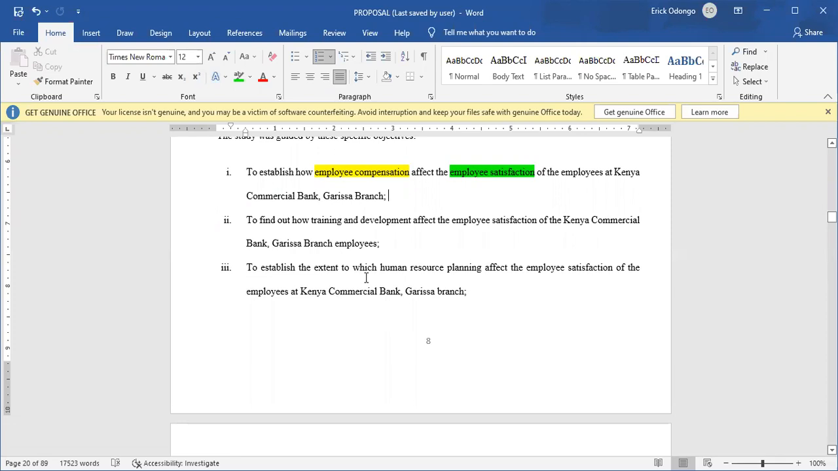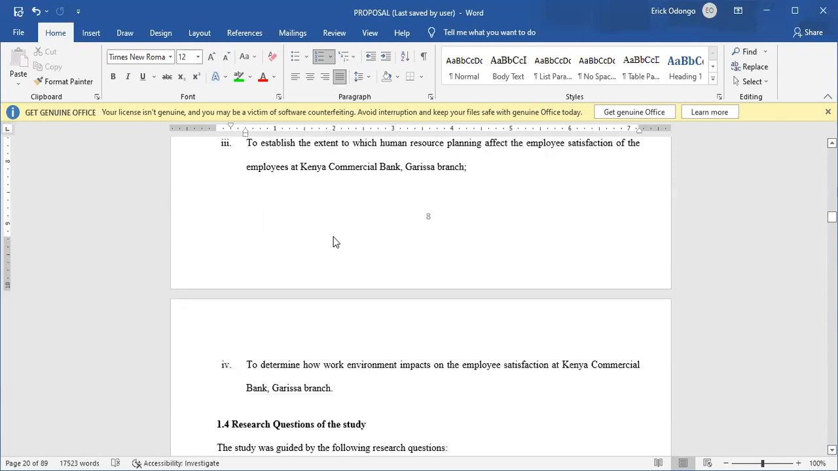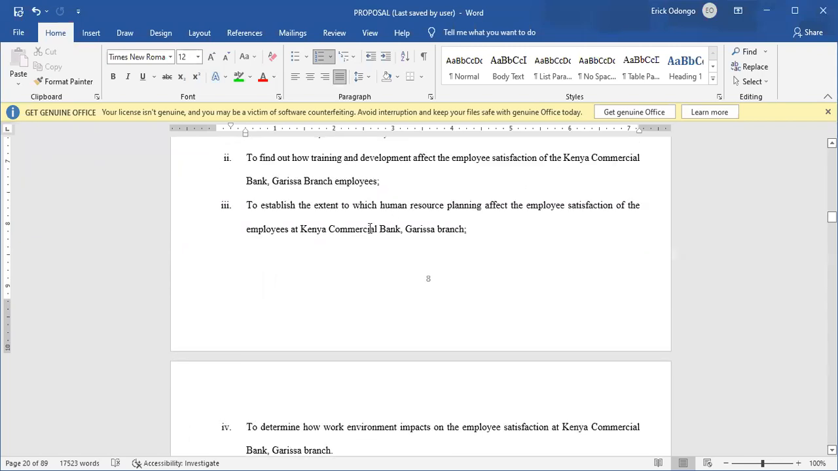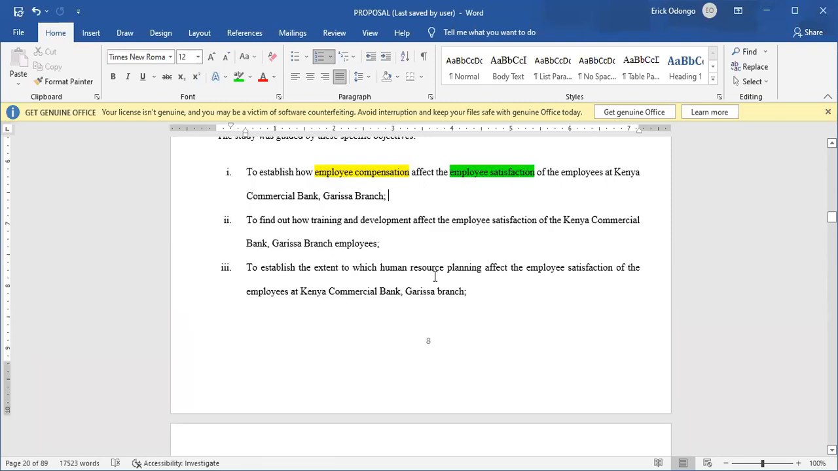So here you'll be playing around with these phrases: to establish, to find out, to determine. Those are the different phrases that you'll be using to build your specific objectives. Don't use the same phrase to build every specific objective. For example, using to establish for one, then to establish in two, three, and four. That will be very boring. So there are quite a number: to find out, to establish, to know, to determine, and many others that you may think about. So these are what you'll be using to build your specific objectives.